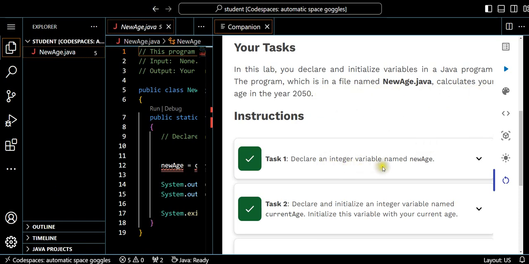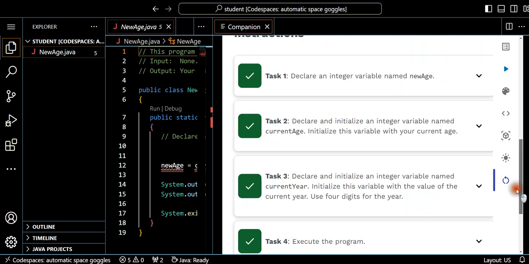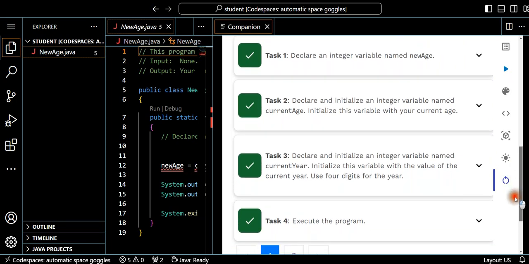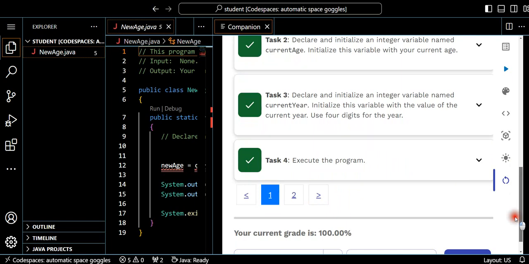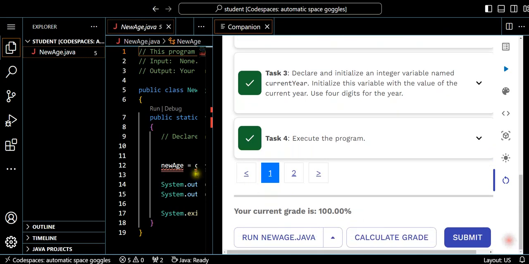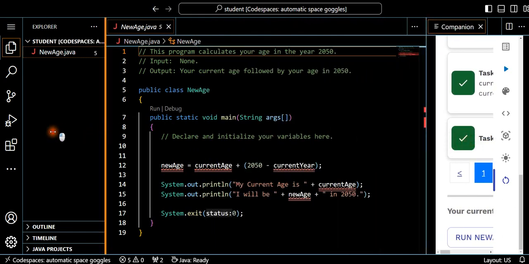First, you're going to declare an integer variable named NewAge. Then, declare and initialize an integer variable named currentAge. Initialize the variable with the current age. Use 4 digits for the year, execute the program. Alright, so we'll do that, run through that real quick and show you what we're talking about.